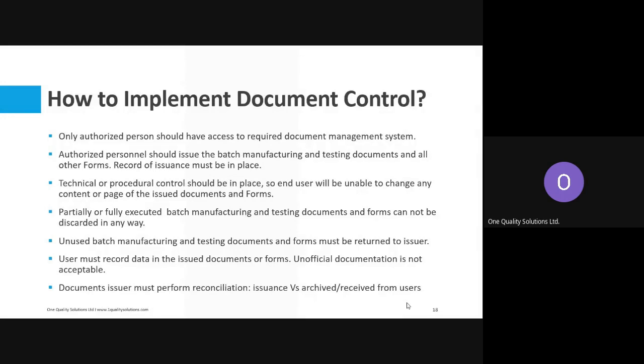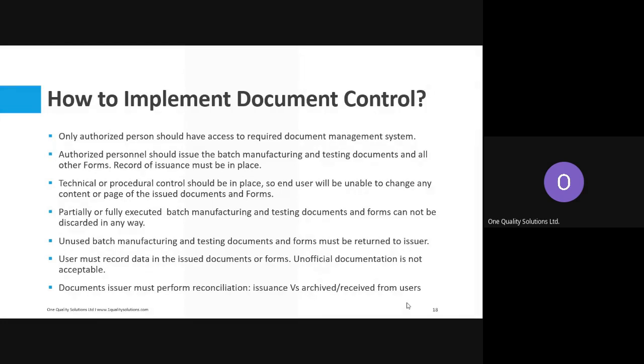Partially or fully executed batch manufacturing and testing documents and forms cannot be discarded in any way, which we saw in the previous example, where the person discarded the documents in the trash bag. This is not acceptable. Partially and fully executed batch manufacturing and testing documents can never be discarded in any way. Unused batch manufacturing and testing documents and forms must be returned to the issuer.